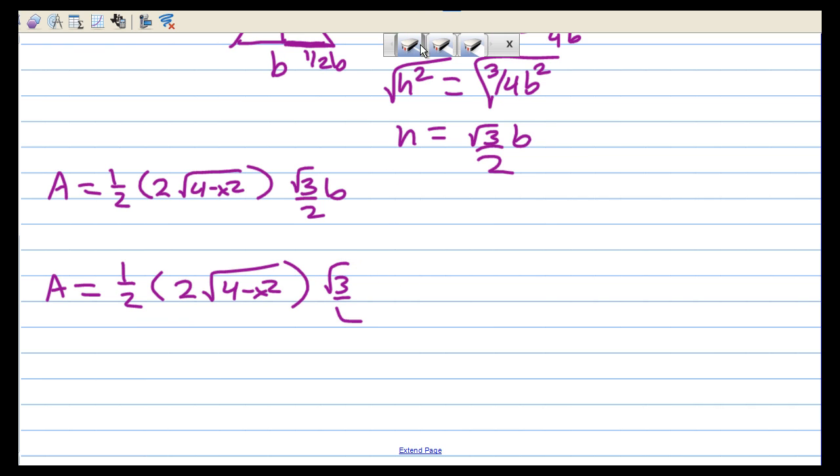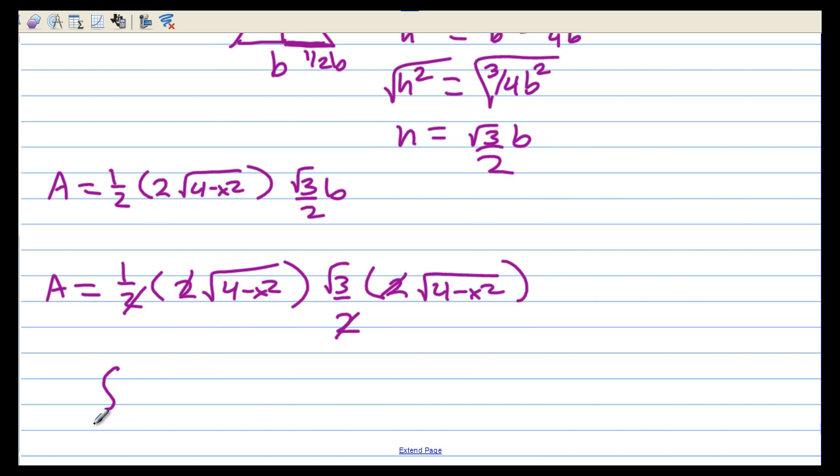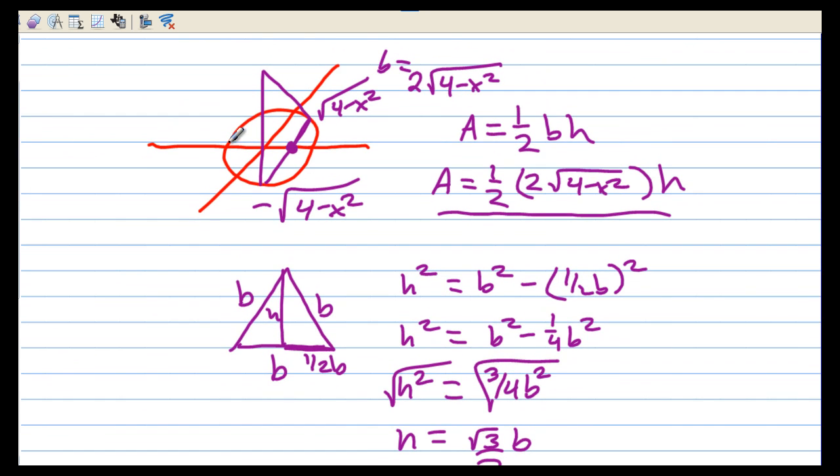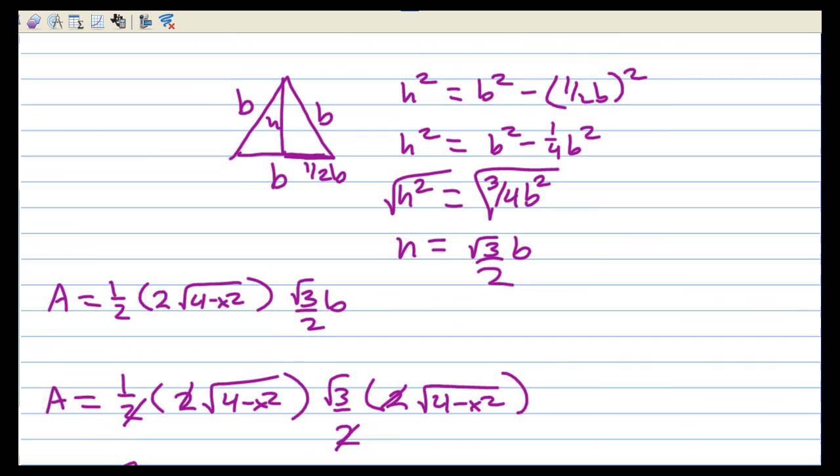Well, let's make that 2 a little better. Times 2 square root of 4 minus x squared. Well, these 2's are going to cancel, and those 2's are going to cancel. And then when I multiply these two together, the square roots are going to cancel. So we need to integrate from -2 to 2, because that's where the circle is. The circle is going from -2 to 2, and we're adding up all of the equilateral triangles that we can make from -2 to 2, an infinite amount.